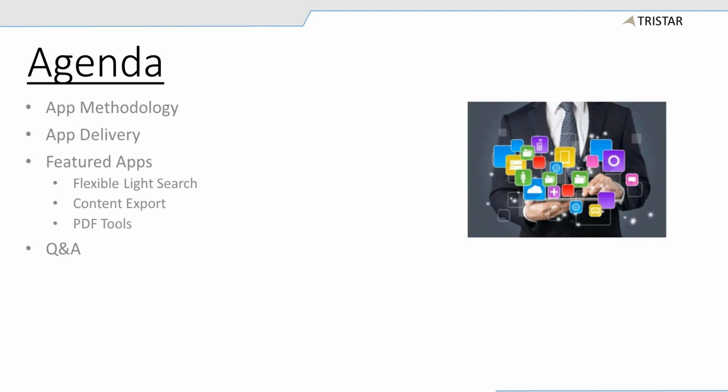So the major focus of these apps is to enable some of the other users outside of engineering to get information that they need in a very simplified way. So today we're going to be talking about what are these apps, what's the methodology behind them, how do we deliver these to customers, how do we track the software and support. We're going to take a look at 3 apps. We're going to look at examples of an app called the Flexible Light Search, Content Export, and PDF tools. And then we're going to end off with questions and answers.